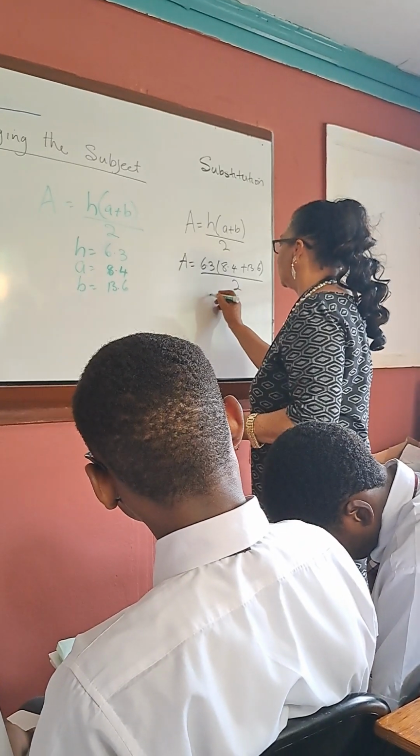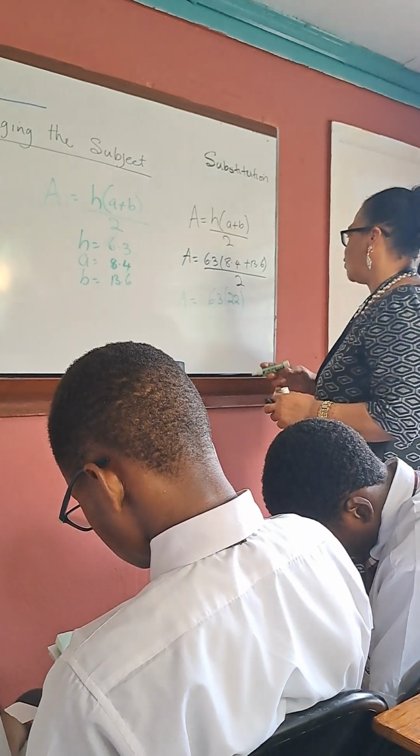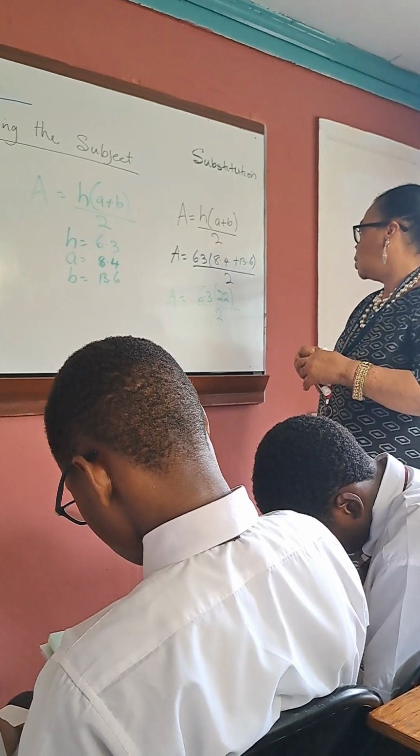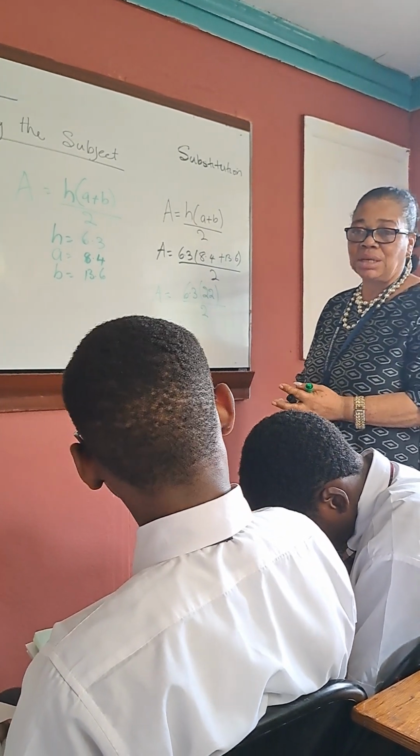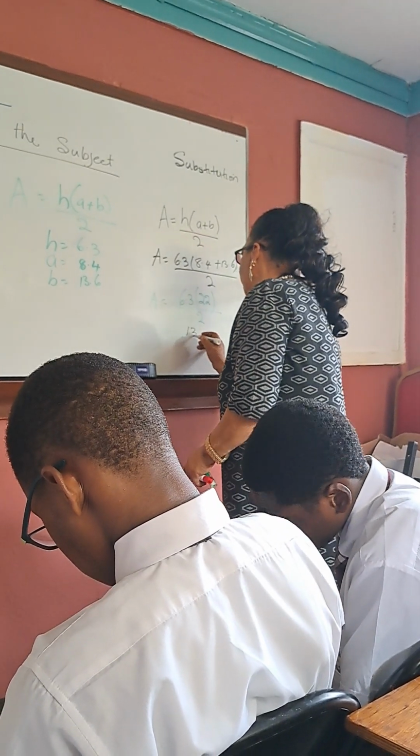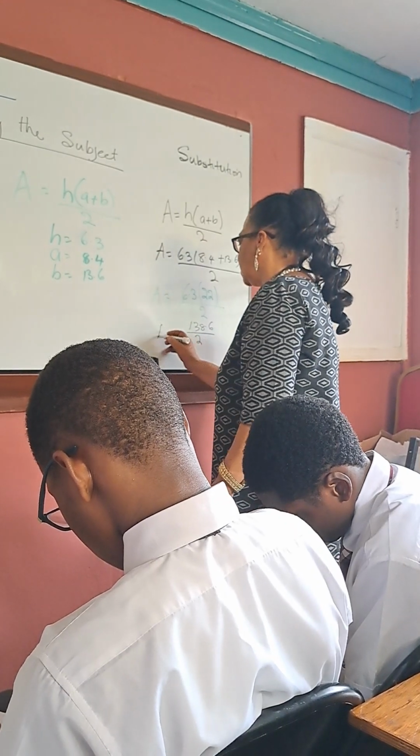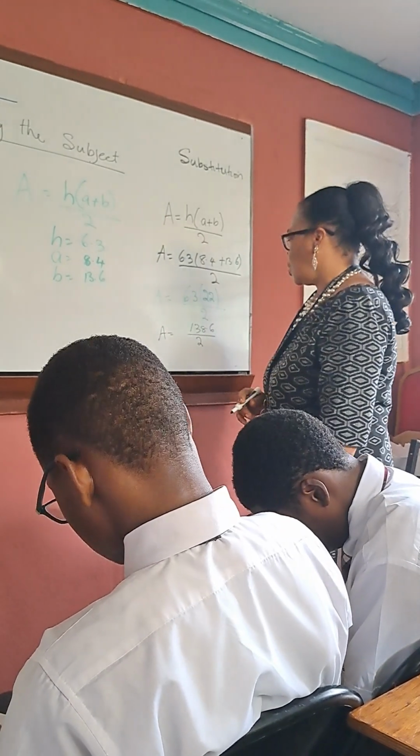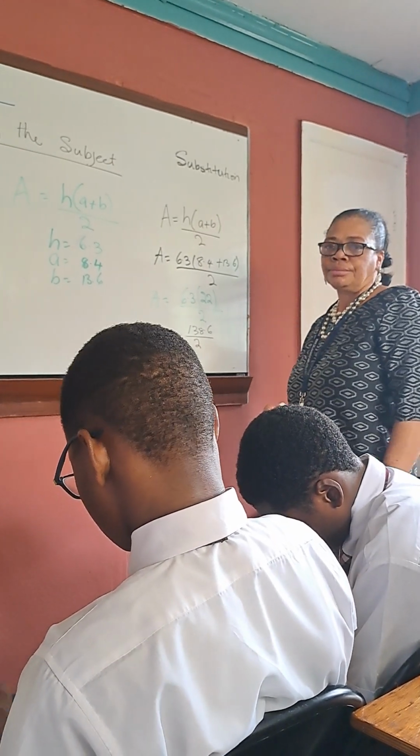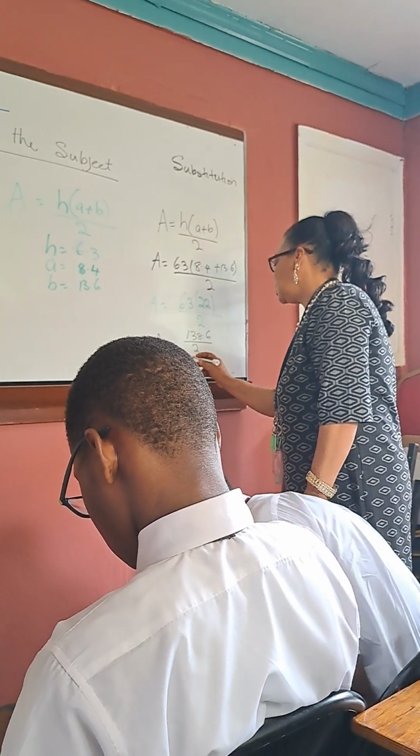So I'm doing this again. Now I have A equals 6.3 times 22, and all of that is over 2. When I do 6.3 times 22, what do I get? 138.6. 138.6 divided by 2 is what A is going to be. Now when I divide 138.6 by 2, what do I get? 69.3. So A equals 69.3.